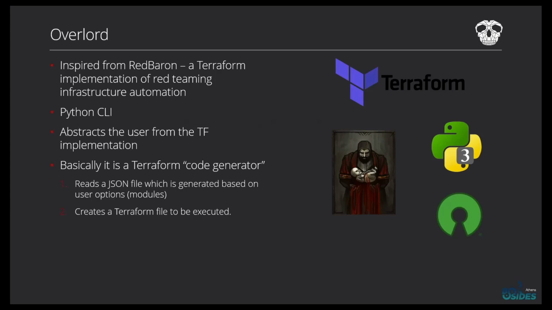So now that we have finished with the red teaming basics, let's talk about Overlord. Overlord was inspired by Red Baron, which is a Terraform implementation for red teaming infrastructure automation. The difference between the two is that Overlord abstracts the user from the Terraform implementation and provides a user-friendly CLI to achieve that. But at the end of the day, it's a Terraform code generator, which creates the Terraform files in the back, which are then executed and the infrastructure is created automatically.